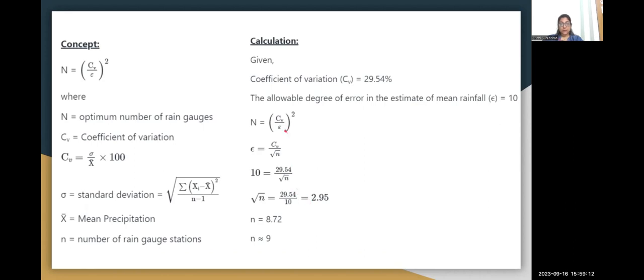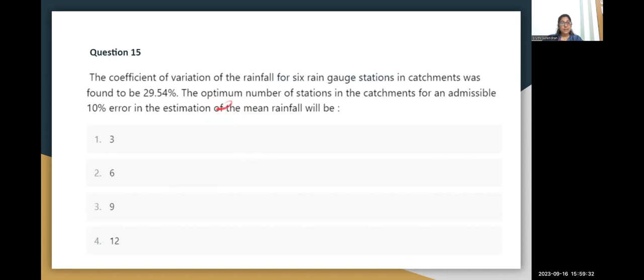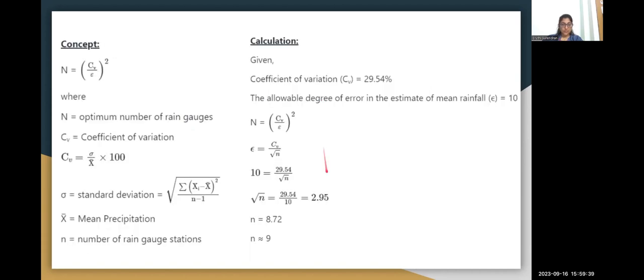We just have to put in 29.54 divided by 10, the whole square. It will be 2.95, 2.95 the whole square, and that will give us the value of the optimum number of rain gauge stations. 9 minus 6 would be the additional rain gauge stations required. But here they have only asked us to find the optimum number of stations, so we don't have to subtract the existing stations. We just have to find this value.